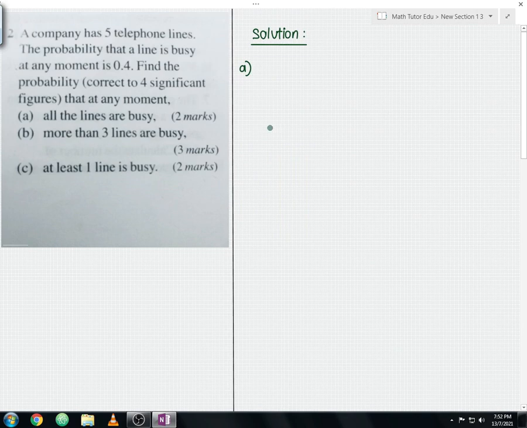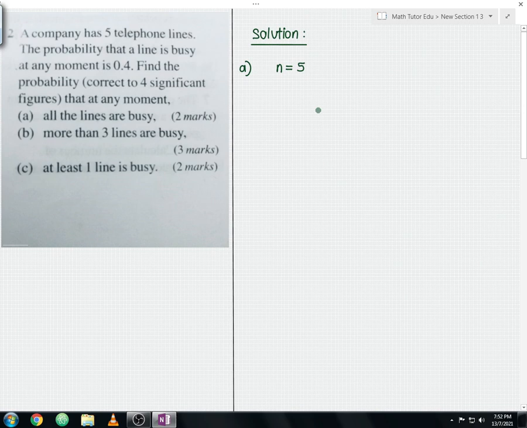Whenever you see a question involving a binomial distribution, the first step you need to identify is the number of trials. In this case the number of trials is representing the 5 telephone lines. So this 5 telephone lines is representing the number of trials. So we can write our number of trials n is equal to 5. This is the first information.